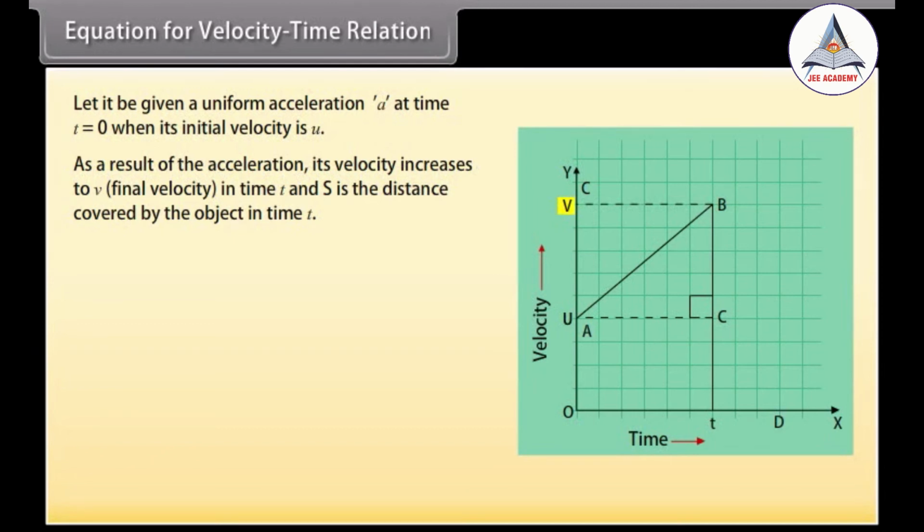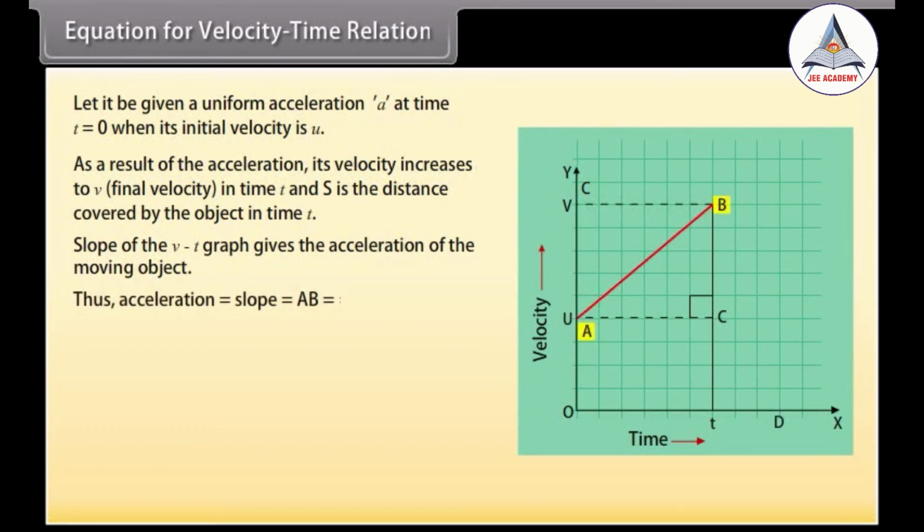The figure shows the velocity-time graph of the motion of the object. Slope of the v-t graph gives the acceleration of the moving object. Thus, acceleration is equal to slope, which equals AB upon... BC upon AC, which is equal to (v minus u) upon (t minus 0), where a is equal to (v minus u) upon t. This gives v minus u equal to at, so v equals u plus at, which is the first equation of motion.